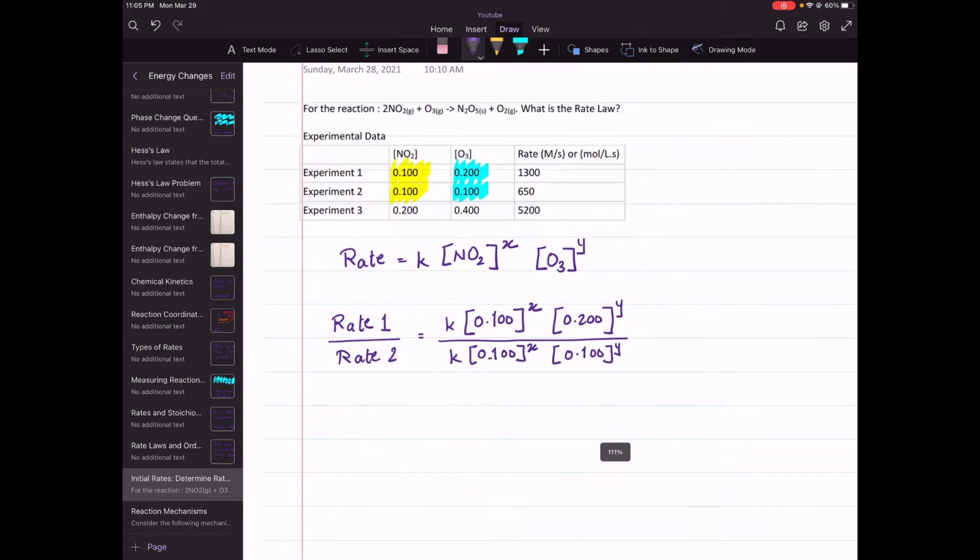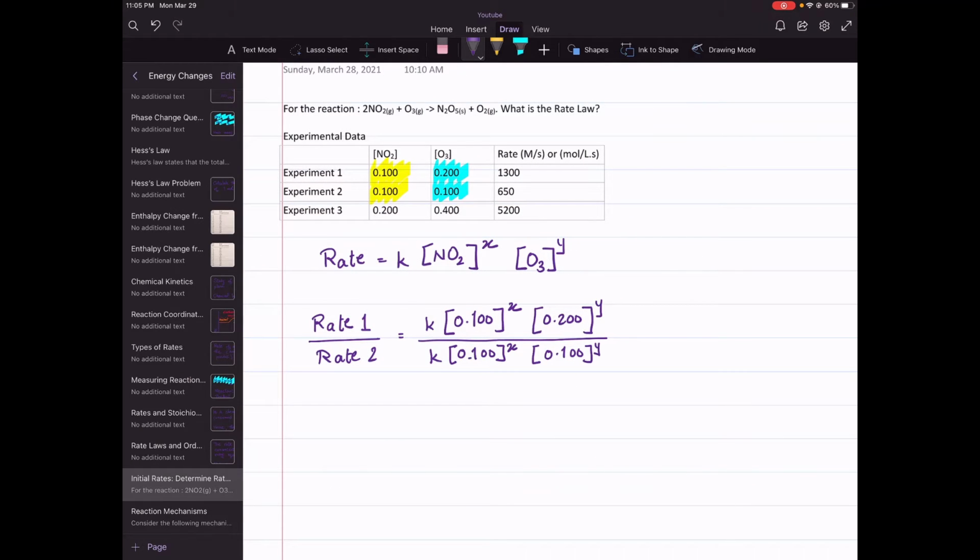Now when we solve this, we can plug in the rate values as well. Rate 1 was 1300, and rate 2 we have is 650. Now once we have this information, we can start canceling things out. So I'm going to switch pens here to cancel things out, which are the same on the top and the bottom. The k and the k are identical. It's the same k because the reactions are taking place at the same temperature. So the k values were the same, and so they got cancelled out.